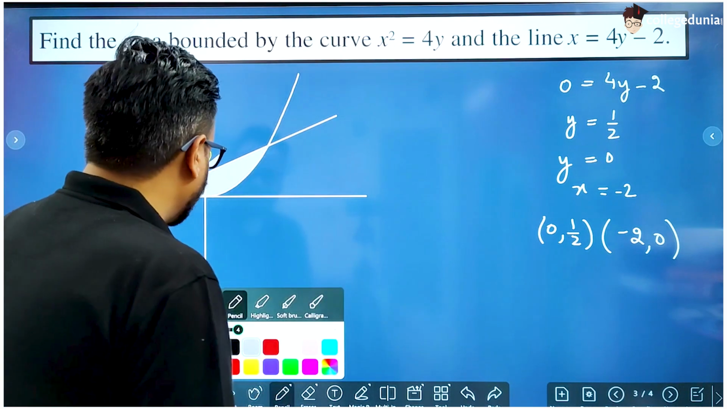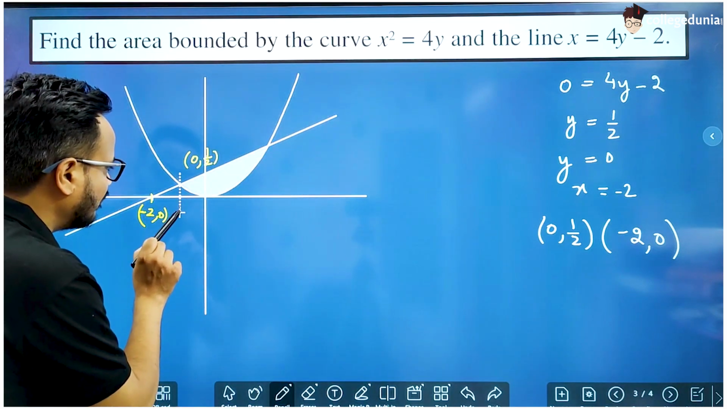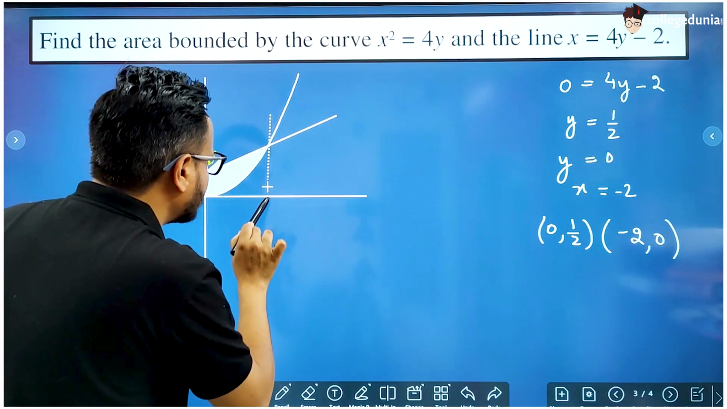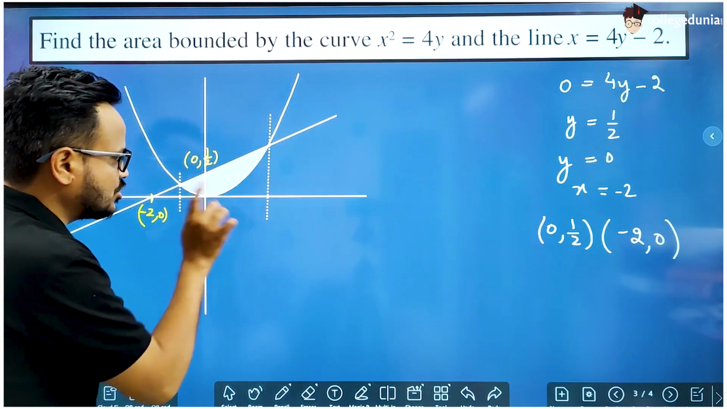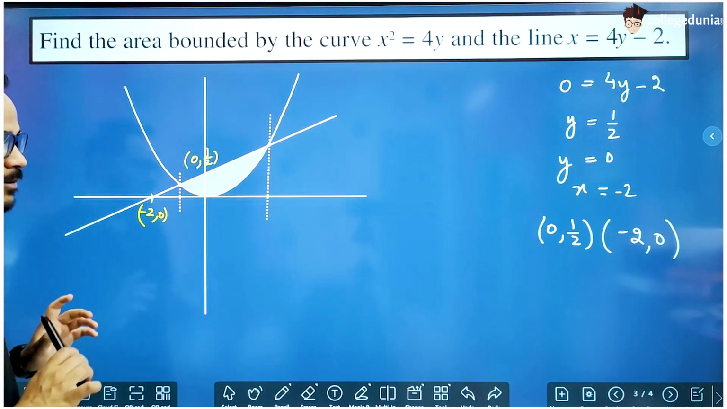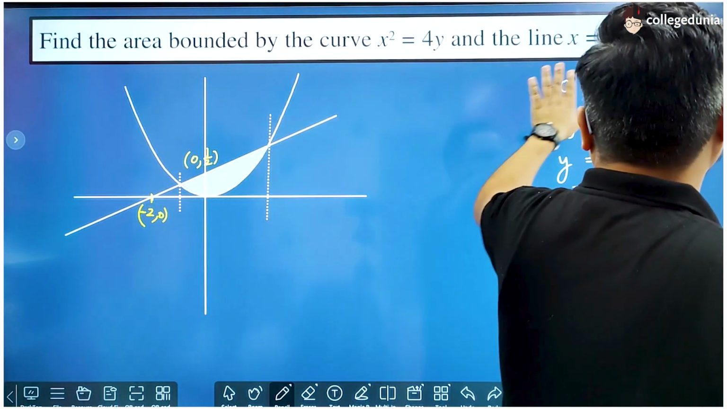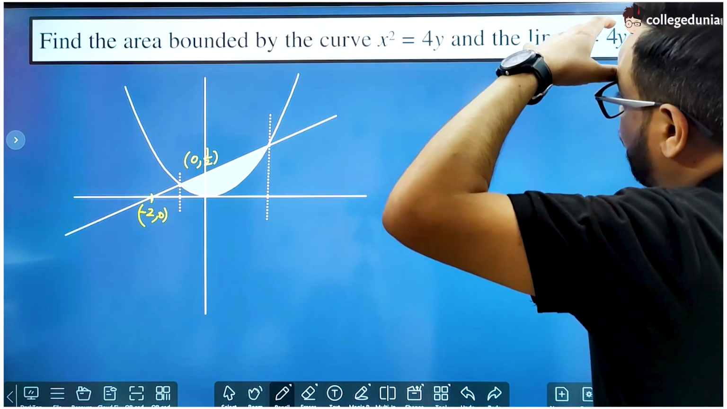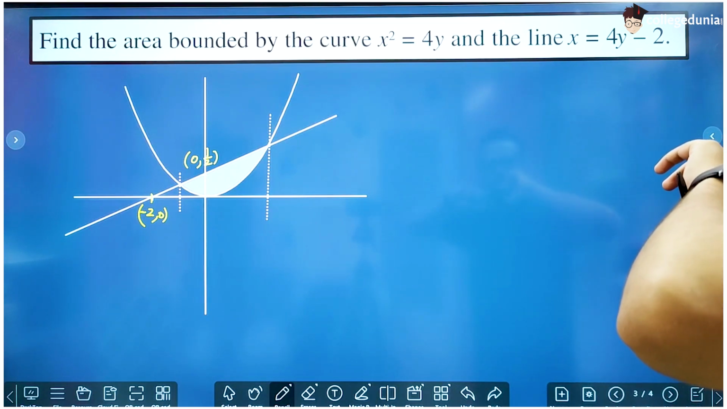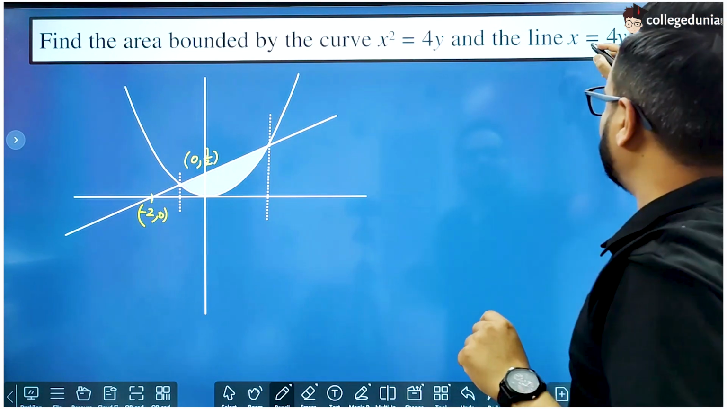So what are the limits? Now listen carefully, this area lies from this point to this point, right? From this to this. So first we have to find these points. What are these points? These points are the points of intersection of this line and parabola. So to find the points of intersection of line and parabola, we have to find the x coordinate. So let's eliminate y.